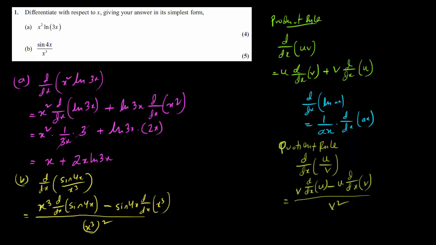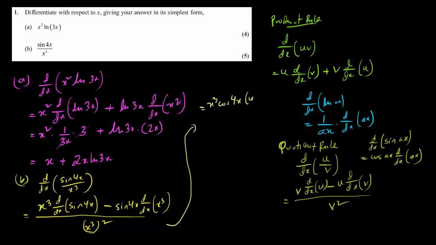Now we need to know how to differentiate sine ax. So d by dx of sine ax is cos ax, and then there is the chain rule of the angle, d by dx of ax. That means what we have over here, let me do it over here. So this is going to be x cubed cos 4x into 4 minus sine 4x into 3x squared, divided by x to the power 6.